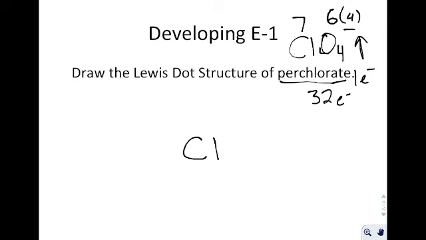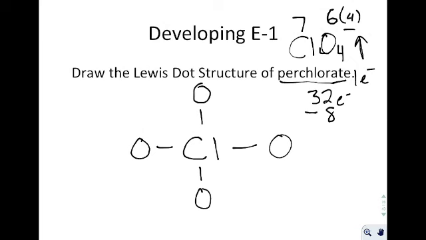So the first thing that I need to do is surround the central atom with the other atoms and bond them together. When I bond them together, that lets me know that I had 32 available electrons, but I just used 8, 2 for each bond. So now I have 24 available electrons. And chlorine doesn't need any more electrons because it's considered to be satisfied by the octet rule.